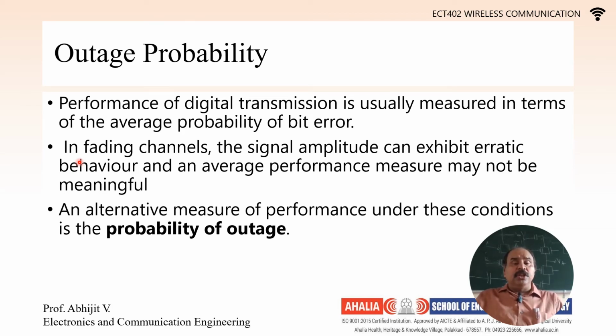Performance of a digital transmission is usually measured in terms of average probability of bit error. In fading channels, the signal amplitude can exhibit erratic behavior and an average performance measure may not be meaningful. An alternative measure of performance under these conditions is the probability of outage. So we have 2 important measures. One is the average signal to noise ratio, which we have just calculated. The second one is the probability of outage.